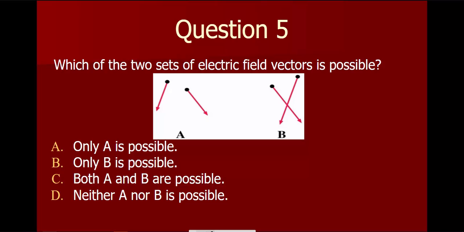Okay. Which of the two sets of electric field vectors is possible? A is possible, B is possible, both are possible, neither is possible. I did mention this in the notes last time.